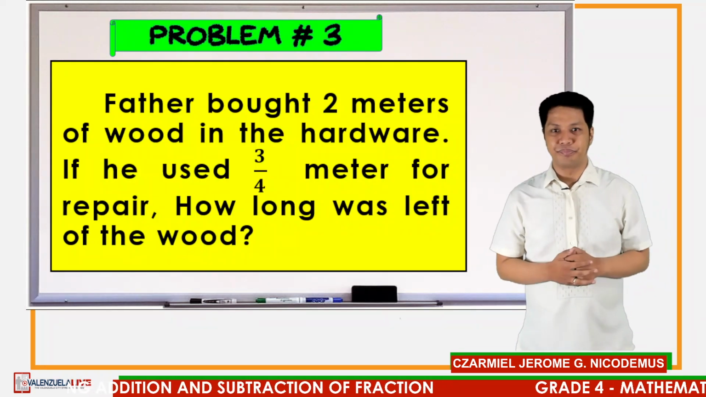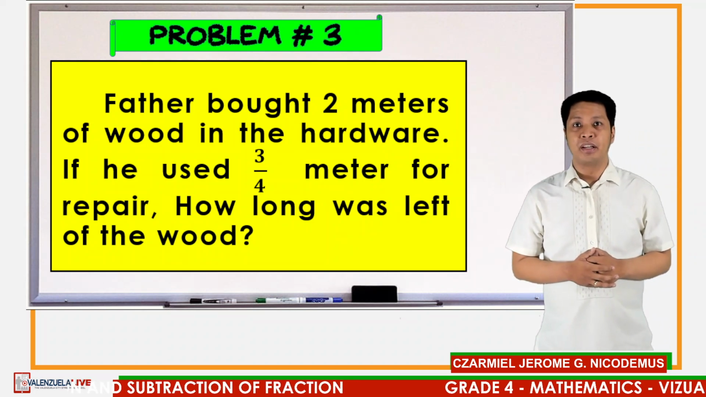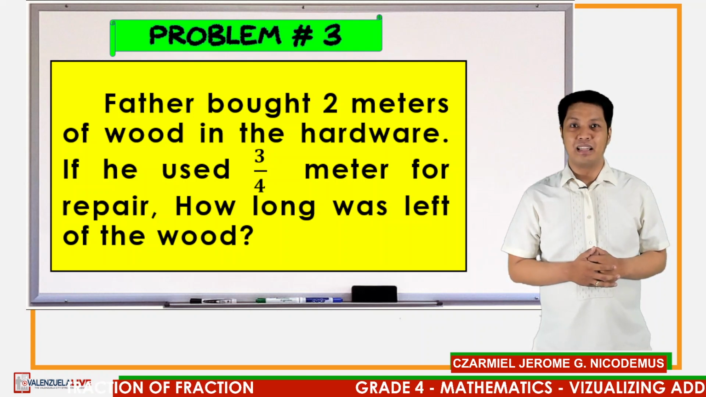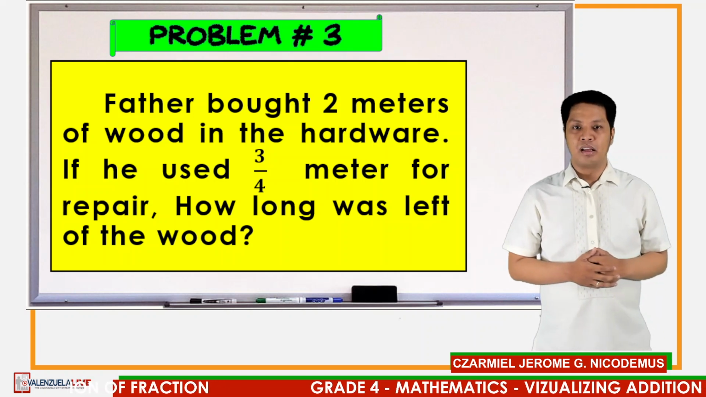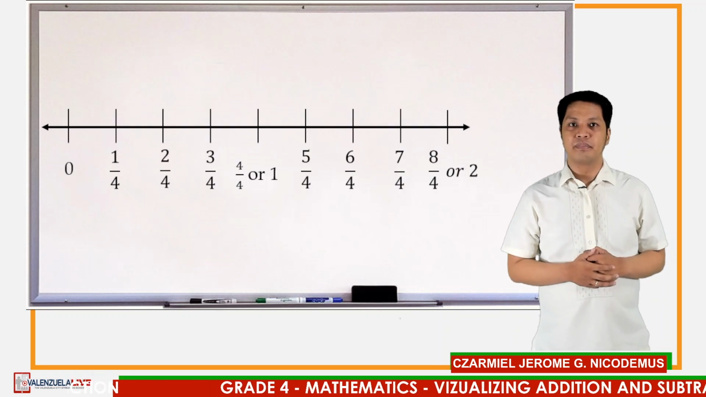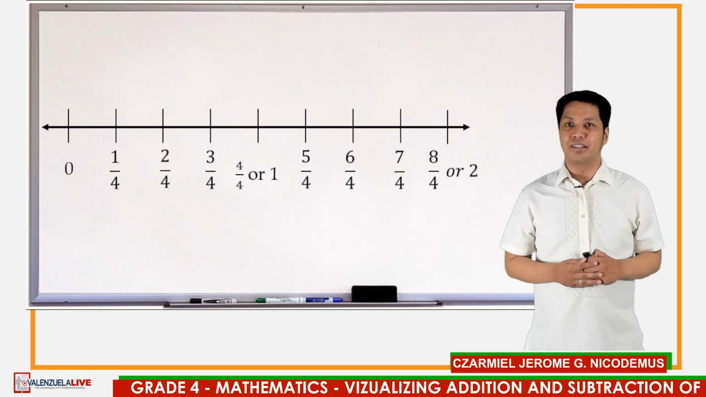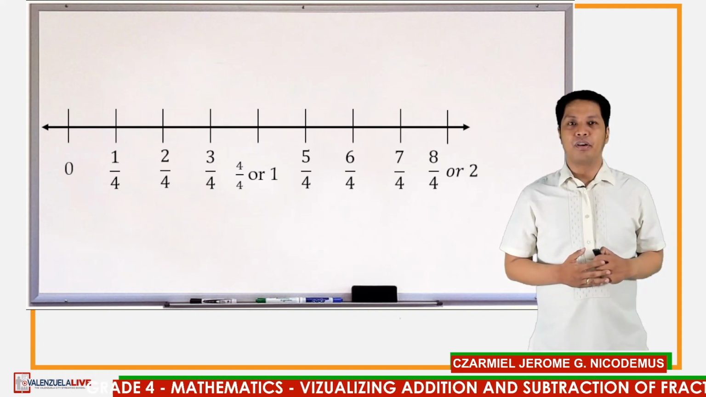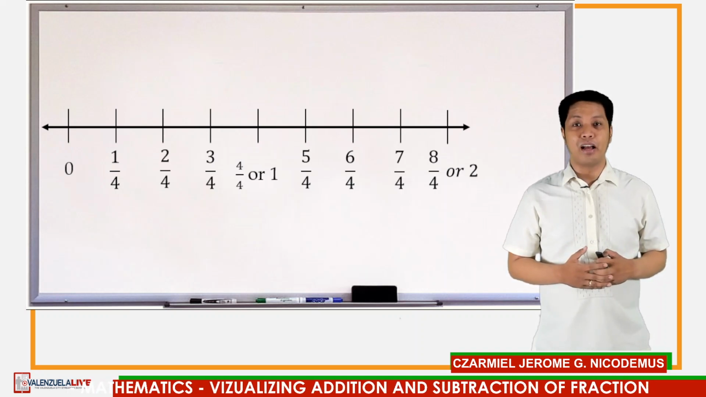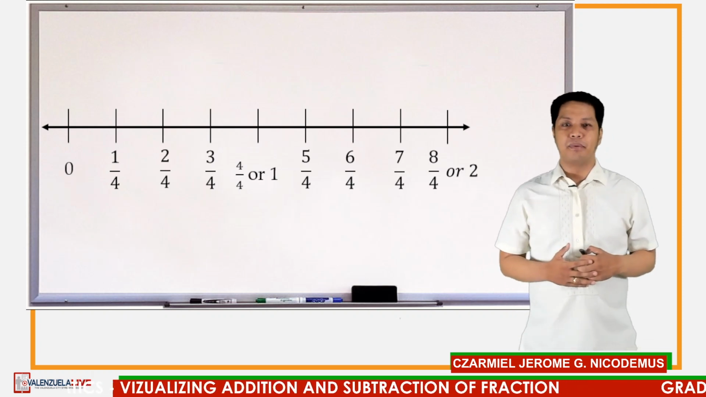Problem number 3. Father bought 2 meters of wood in the hardware. If he used 3/4 meter for repair, how long was left of the wood? We can solve the problem by using a number line. Let's make a number line using 4 as the denominator, because in the problem there is a fraction that has 4 as its denominator.